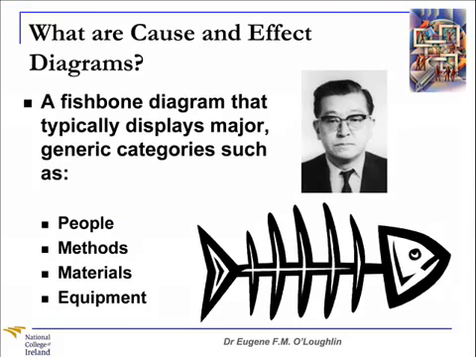So first of all, what is a cause and effect diagram? Well, it's generally regarded as a fishbone diagram that typically displays major generic categories such as people, methods, materials and equipment that cause an effect that's often perceived as a problem. It was first applied by Karo Ishikawa in 1950, and it can be used to systematically analyze cause and effect relationships and to identify potential root causes of a problem. And it's a good idea to use a diagram like this to display in increasing detail all of the possible causes related to a problem.